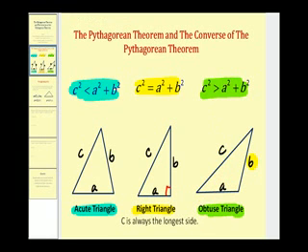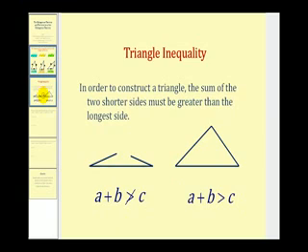Before we take a look at some examples of this, we do need to talk about something called the triangle inequality. When we're given the length of three segments, it's not always possible to form a triangle. In order to construct a triangle, the sum of the two shorter sides must be greater than the longest side. And that should make sense because if this was side c and this was side a and side b, if the sum of a and b are not greater than c, these two sides could not reach each other and therefore could not form a triangle.